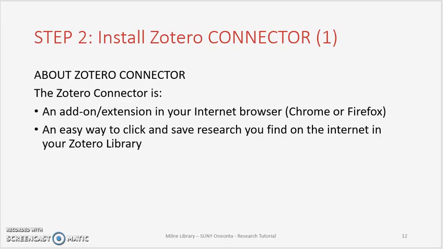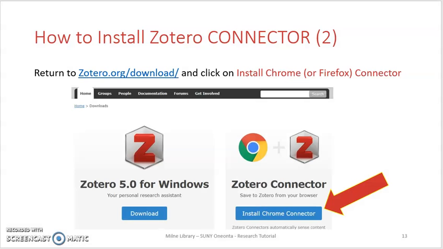Go back to zotero.org to get the Zotero Connector. The connector is an add-on or extension to your internet browser. Again, you should choose using the browser that you expect to do your online research with, whether that's Chrome or Firefox. It's an easy way to click and save research you find on the internet in your Zotero library. Back at the zotero.org/download page, now we're going to click on the Install Connector button on the right. Again, the Zotero website will recognize if you're using Chrome or Firefox at this point.